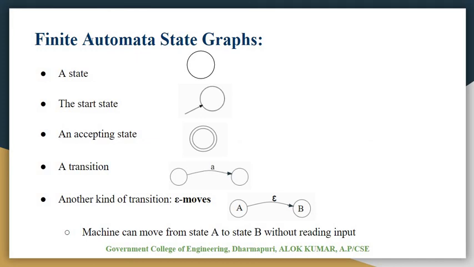Now here we have shown some finite automata state graphs. This symbol is used for a state, this one is the starting state, and the accepting state is denoted with this symbol. A transition from one state to another, like using a to go from one state to another, we call a transition. Another kind of transition is the empty move, going from one state to another using empty. So the machine can move from state A to B without reading any input.